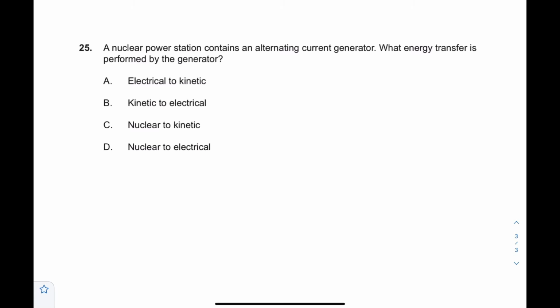So that means you just have to keep in mind that for only a generator, what happens? A generator only converts kinetic energy to electrical energy, right? Rotational kinetic energy to electrical energy, okay? And it can be used anywhere, okay? So this is a trick question. The answer to this question will be option number B, that is rotational kinetic energy to electrical energy. So this is the correct option for question number 25.